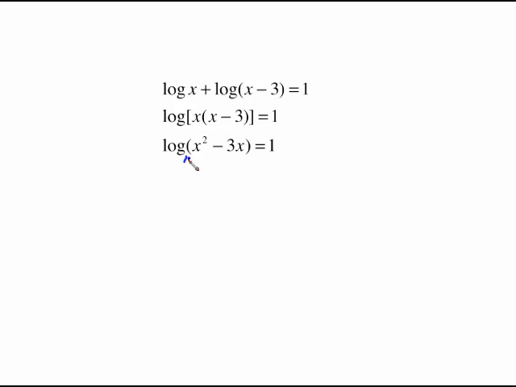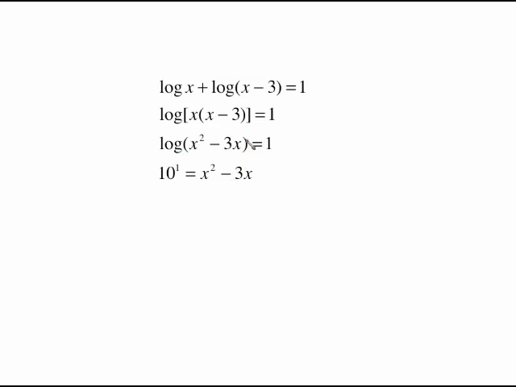Now this is where I might want to think about or pencil in a little 10 right there, because I want to change this to exponential form. So this is 10 to the first equals this expression right there. I have seen people over the years just drop off the log and they're left with x squared minus 3x equals 1, and you can't do that. That logarithm word means something, and what it means is you need to convert to exponential form.